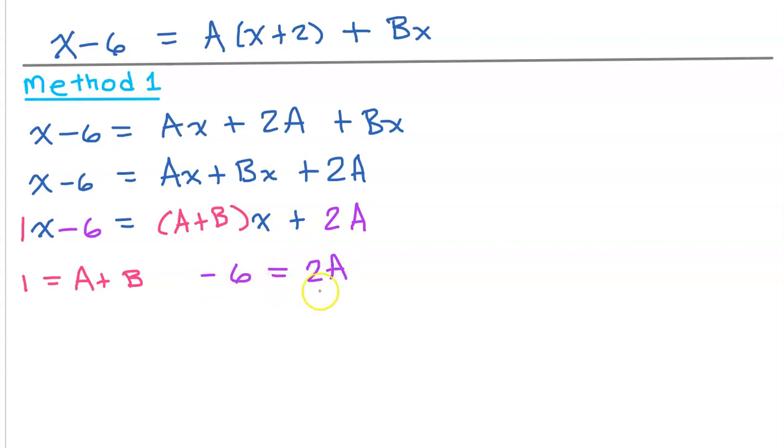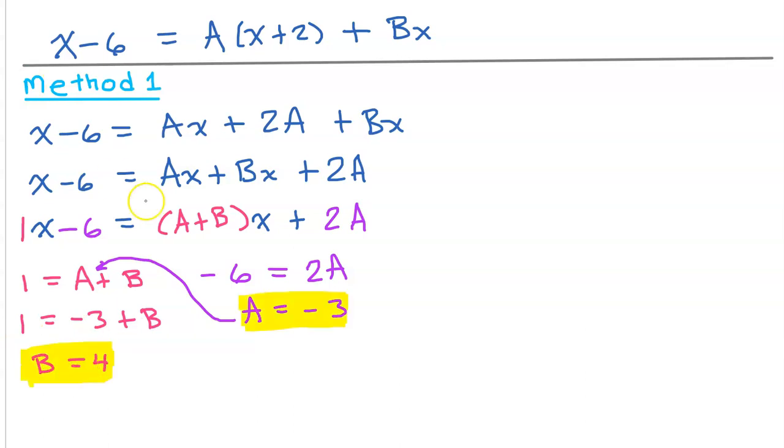Notice that we can solve this second equation by dividing both sides by 2. In other words, a is equal to -3. Let's substitute that in for a right now. Now we have 1 is equal to -3 plus b. Adding 3 to both sides, we get b is equal to 4. So we just found a and b.